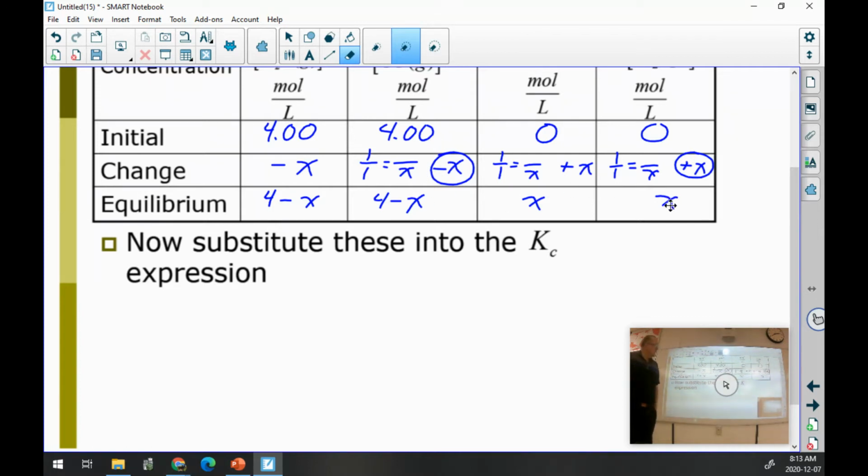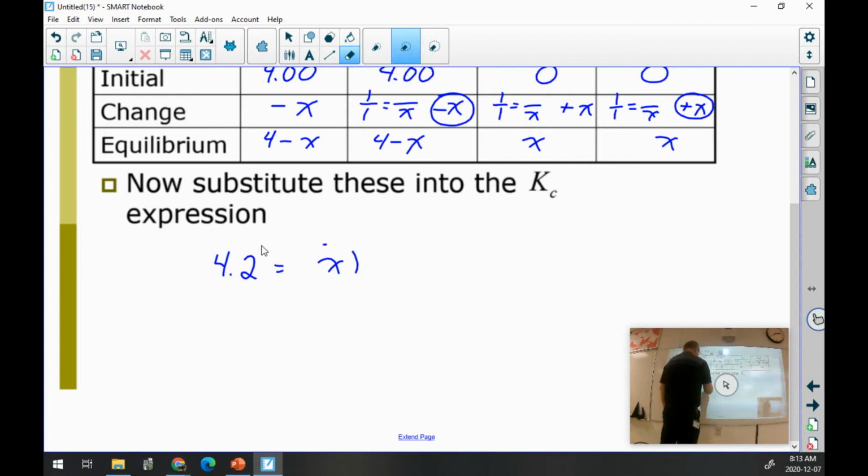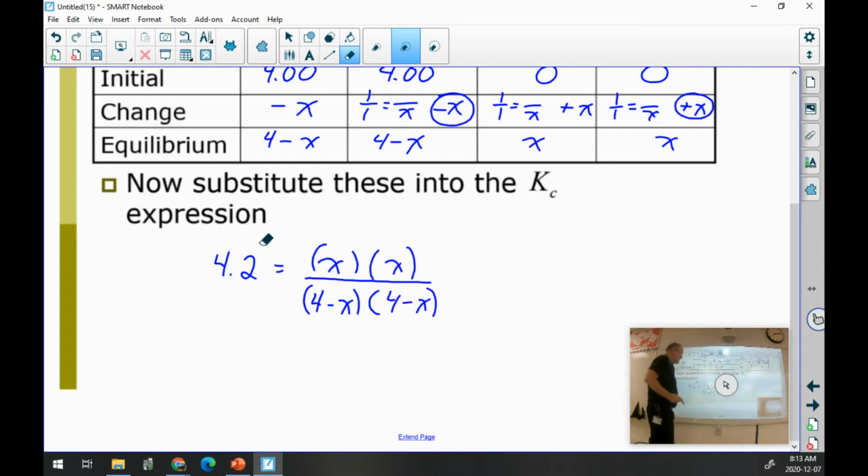Now, we can take these and plug them into our Kc expression. The question tells us that we have 4.2 as our Kc. We have X for our hydrogen gas, X for our carbon dioxide, 4 minus X for our concentration of water, and 4 moles per liter minus X for our concentration of carbon monoxide. This can be simplified.